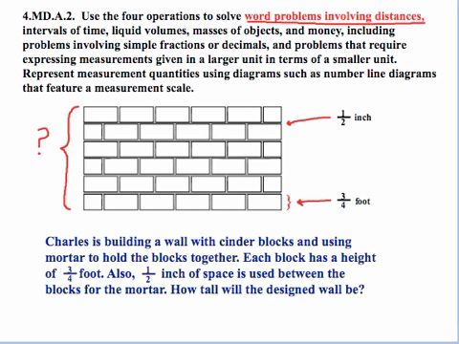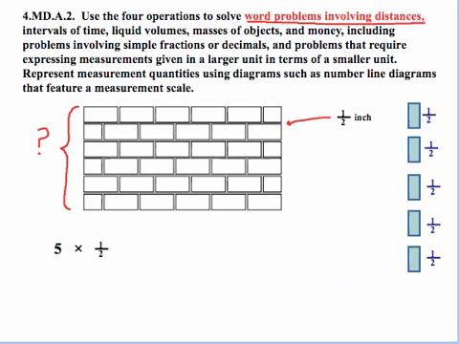Charles is building a wall with cinder blocks and using mortar to hold the blocks together. Each block has a height of 3/4 of a foot. Also, 1/2 of an inch of space is used between the blocks for the mortar. How tall will the design wall be?